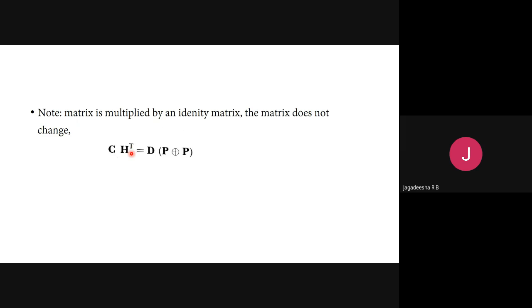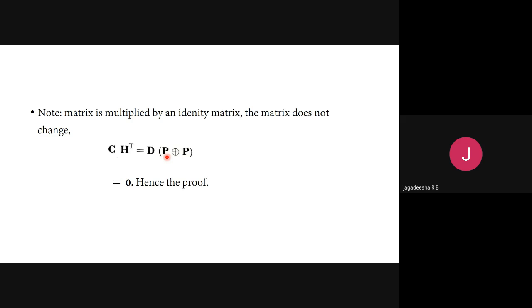So C into H transpose is equal to, basically, the right hand side becomes D multiplied by P XOR with P, because we will be multiplying P by the identity matrix. Here also there was an identity matrix. When you multiply an identity matrix and any other matrix, there is no change in the value of P. So it is P itself. So P XOR P with the D from the previous step. P XOR P is again simple math here. If you XOR the common elements, the value becomes 0. P XOR P is 0, right? So D multiplied by 0 should give us a 0.